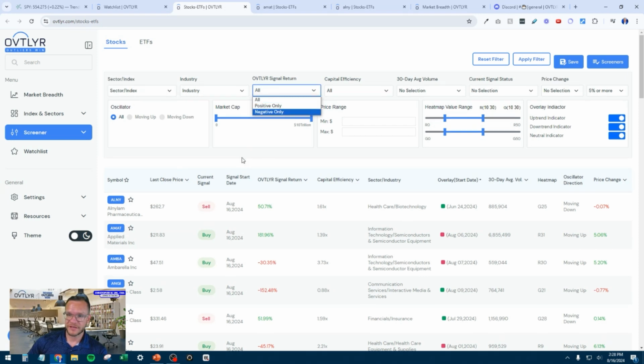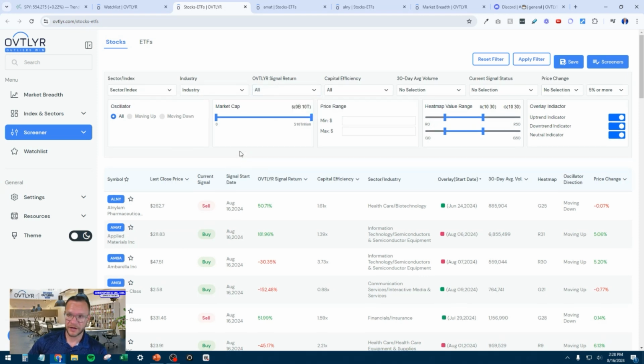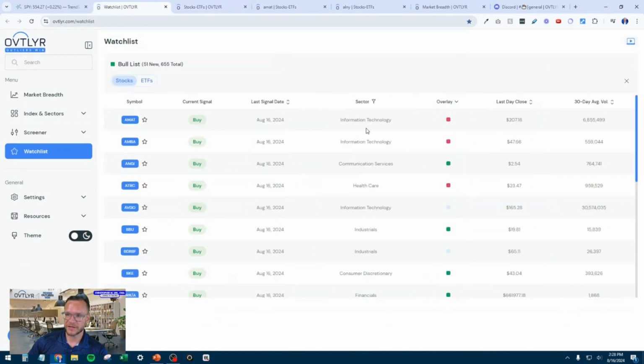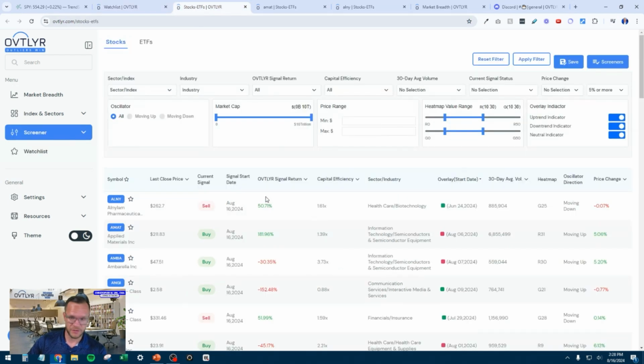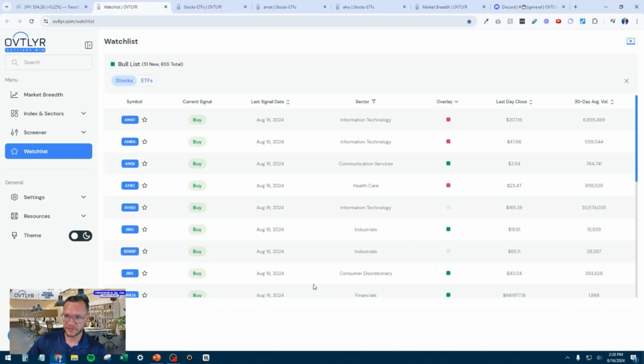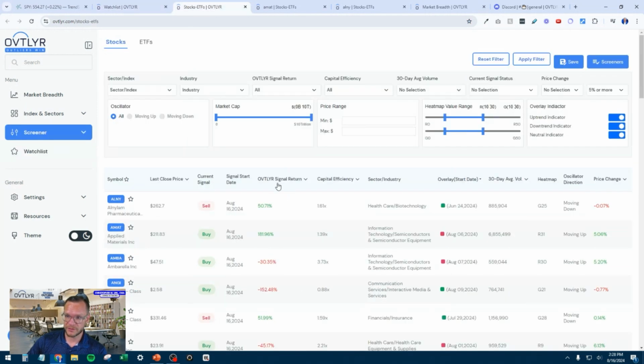Now, this is one way that I can tell you right now, it's going to save me so much time, because whenever I look at the list here, one of my steps was to copy the list, go through all my processes, and then before I actually get into a trade, filter out which ones have positive expectancy, right? And now it shows right here on the screen, OVTLYR signal return. This is an enhancement over the bull list. This is the bull list. It doesn't show the returns, but this does right here. So that's really sick. Very happy about that.